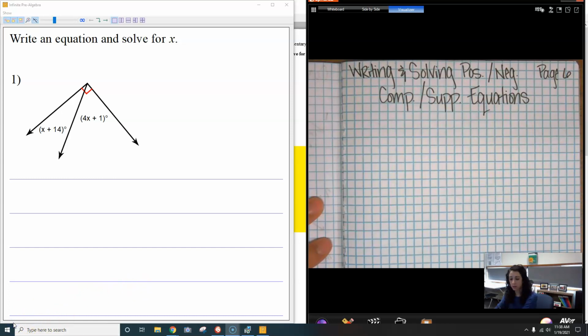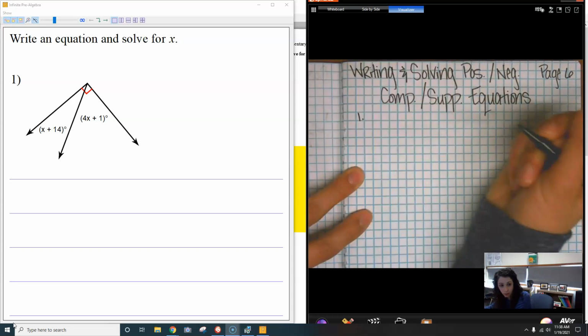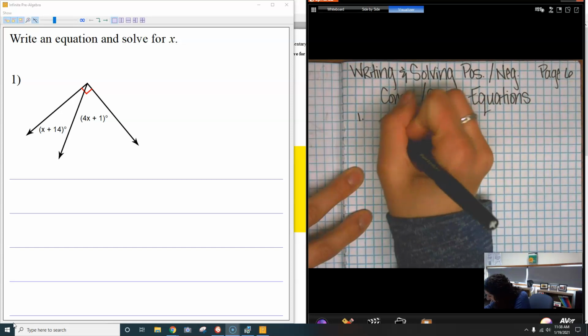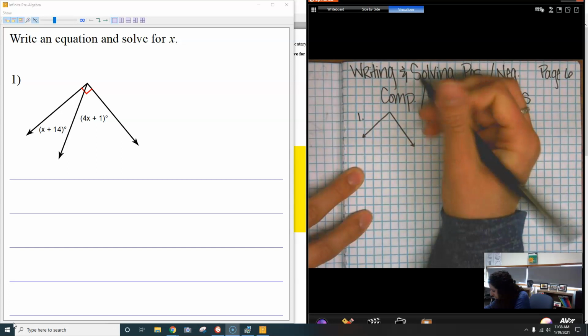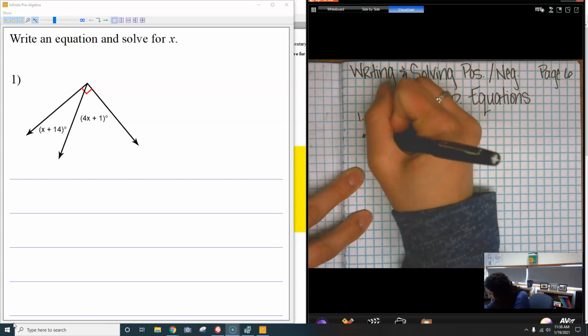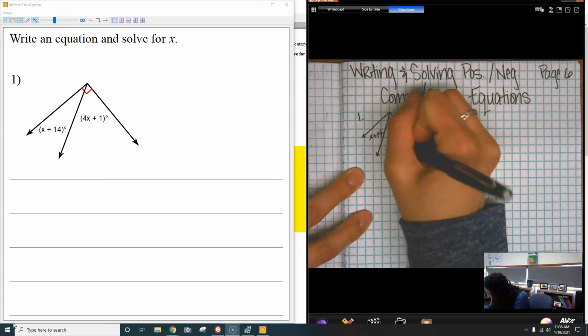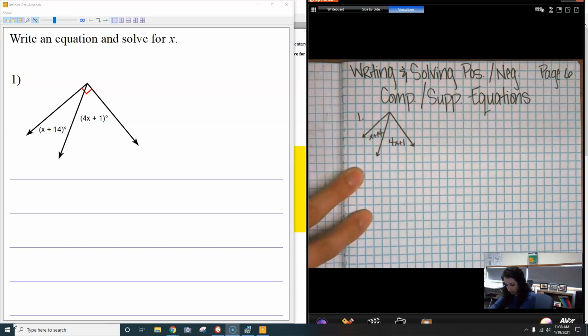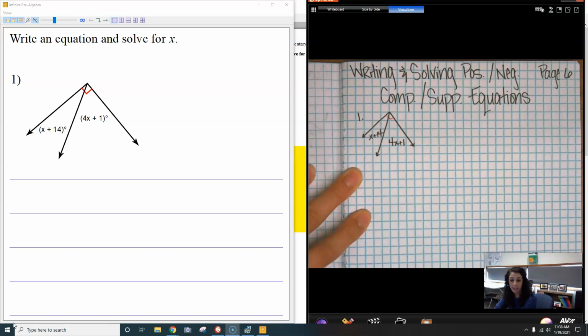Okay, so we're going to start us off with a pretty simple one, number 1, and I'm going to draw it. It doesn't have to be perfect, but it just has to represent the problem. So something like that with a line here. We have x plus 14, and we have 4x plus 1. And we have two angles, and these two angles add together to make 90 degrees. So that is called a complementary relationship.